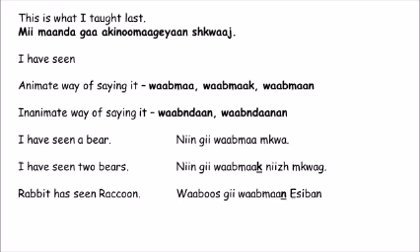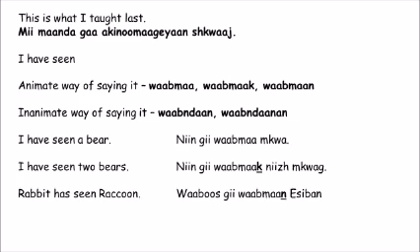You have to say it in English first when you're teaching Anishinaabe language. There's two ways of saying this. Animate way of saying it: waabmaa, waabmak, waabmaan. And an inanimate way of saying it: waabndaan, waabndaanen.